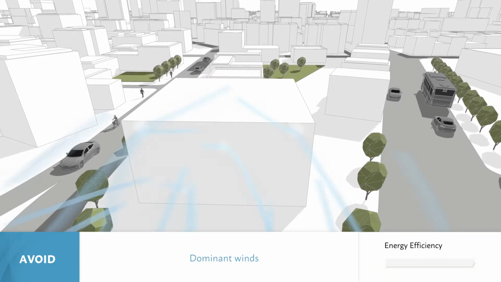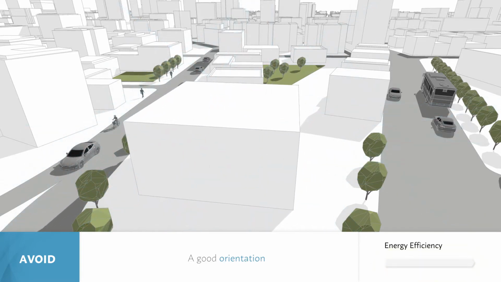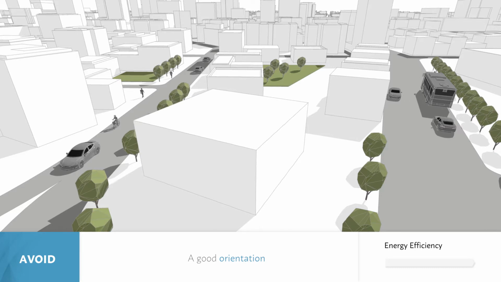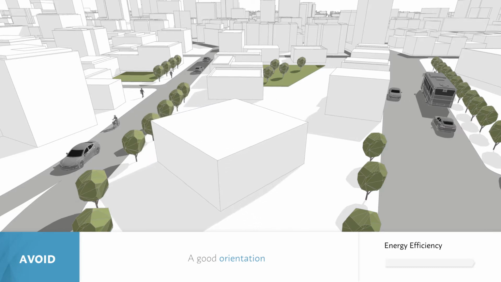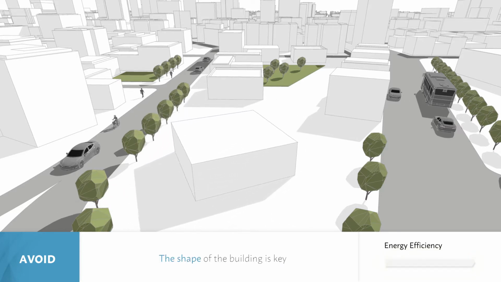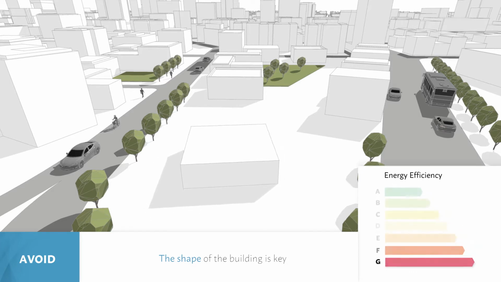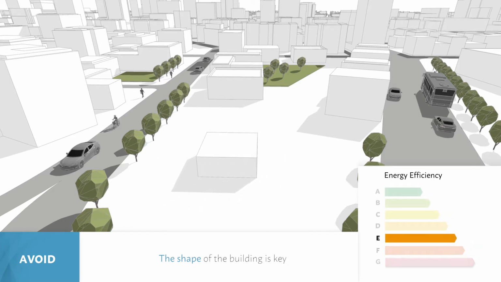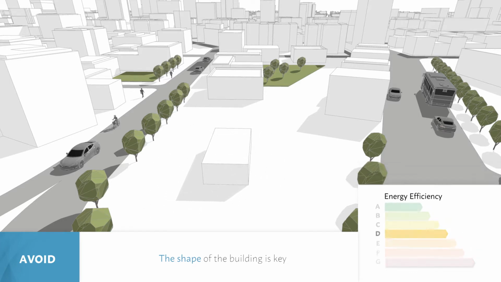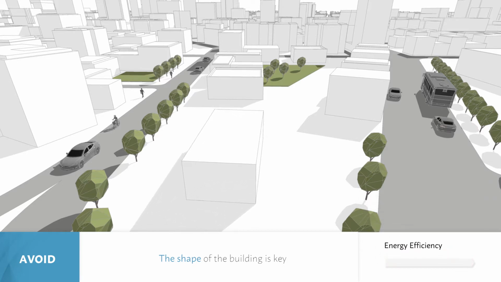The dominant winds can be used for cooling and ventilation. A good orientation takes advantage of both solar radiation and prevailing winds. The shape of the building is key to reduce heat gain and to optimize natural ventilation. A compact shape reduces heat exchange between the interior and exterior, while an elongated shape favors natural ventilation.